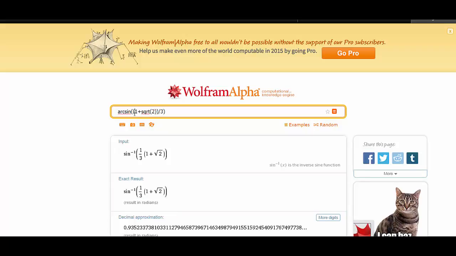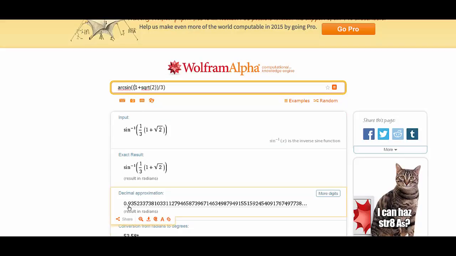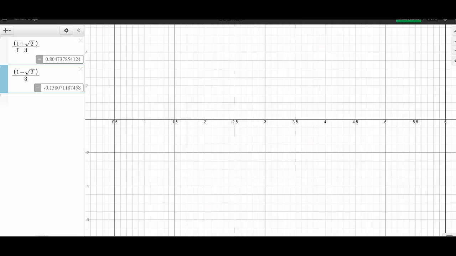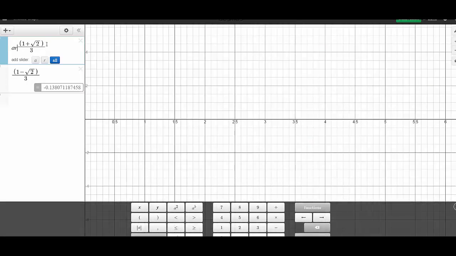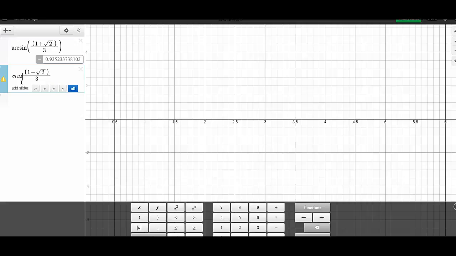Well, it looks like it's going to be alright. So the question is, what's the arc sine? And it's giving me a radian result, an angle of 0.935. Okay? Same thing if I do it here. If I ask, what is the arc sine? There's my 0.935. And again, if I ask, what is the arc sine of this guy? I get that. So those are my two answers.